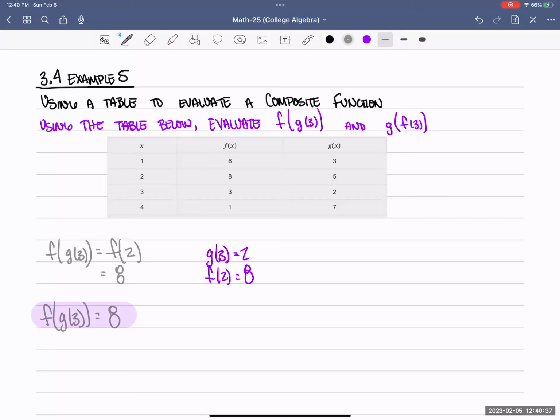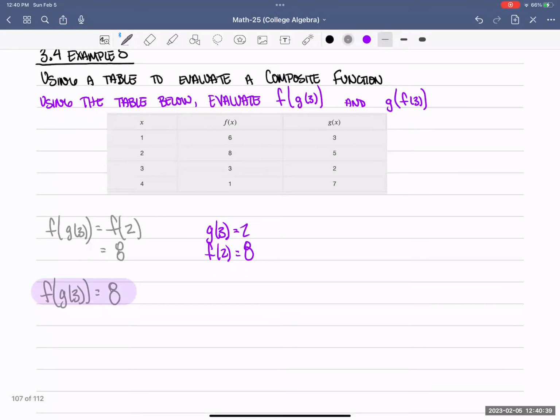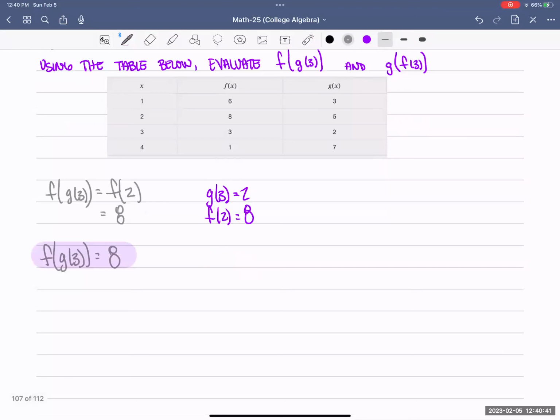Now let's look at the other question they were asking. G of f of 3, is it going to give us the exact same solution? Possibly, but chances are no. So g of f of 3. Starting off with the inside function, working our way outward. F of 3, so we're going to look for 1, 2, 3.